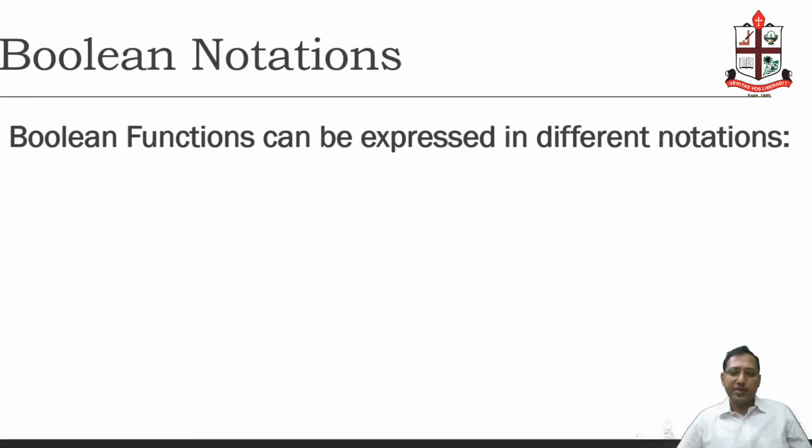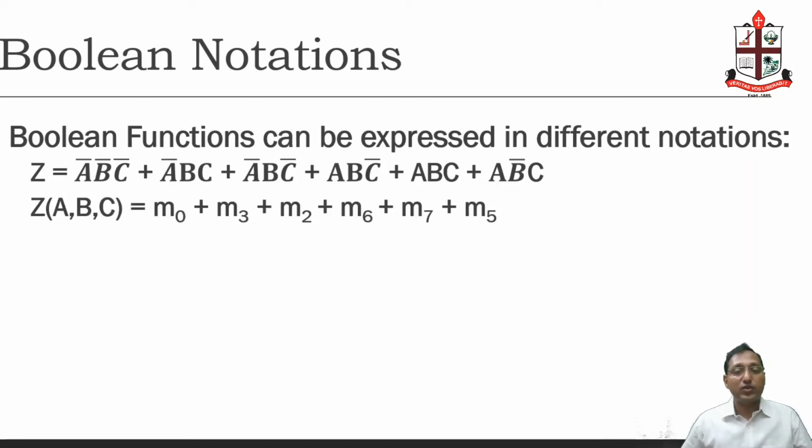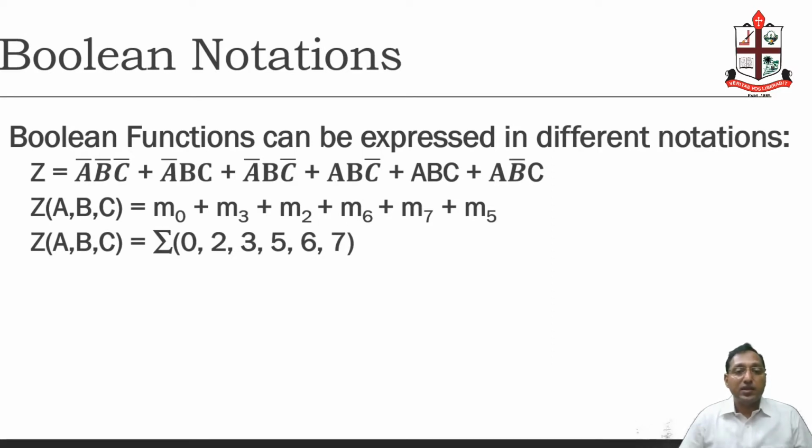Boolean functions can be expressed in different notations, that is min terms and max terms. This is sum of min terms, where you have 6 min terms, sum of product in other words. This can otherwise be represented in this way, using the small letter m followed by the subscript, which is the decimal of the corresponding binary. There is still another way of representing, and this is the notation for representing the SOP.